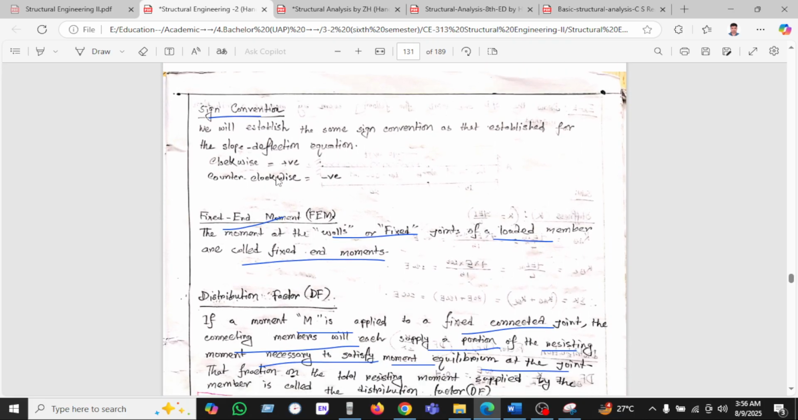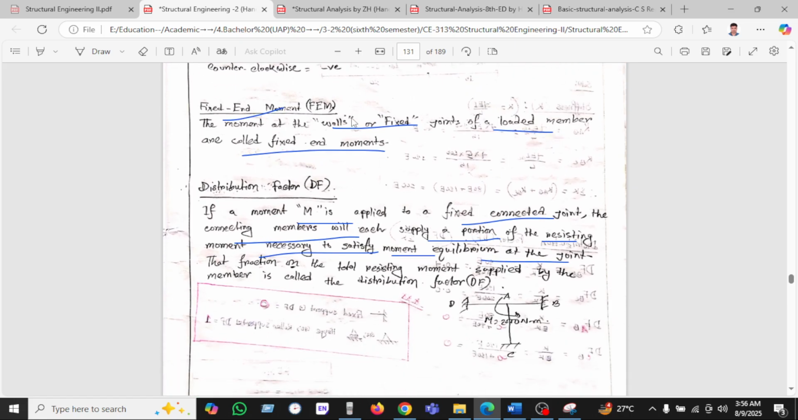Sign convention: what will the sign convention be? We will establish the same sign convention as that established for the slope deflection equation. Clockwise is positive and anti-clockwise is negative. What is the fixed end moment? The moment at the wall, at the fixed end of a loaded member, is called the fixed end moment.